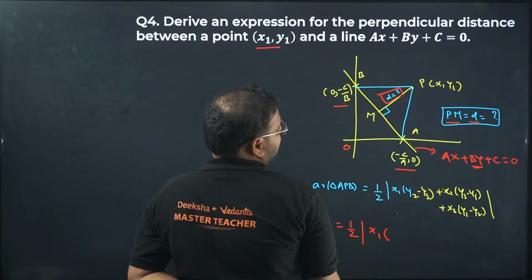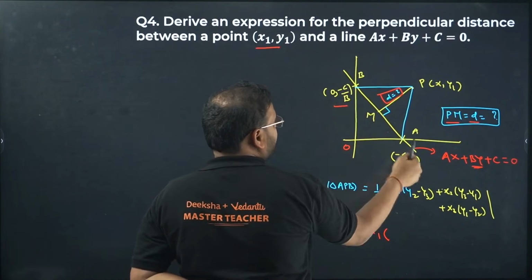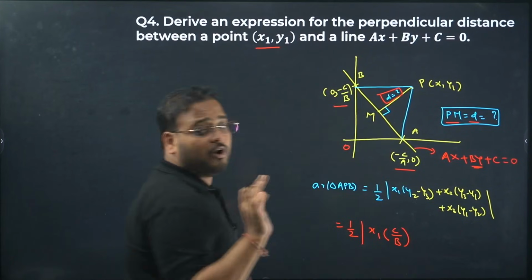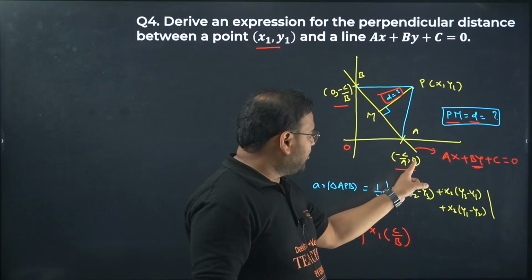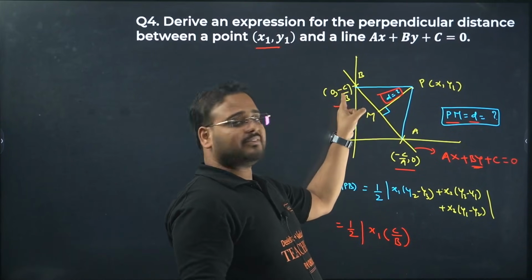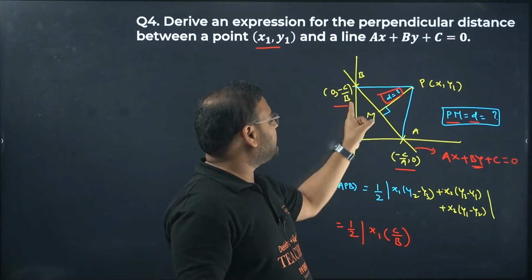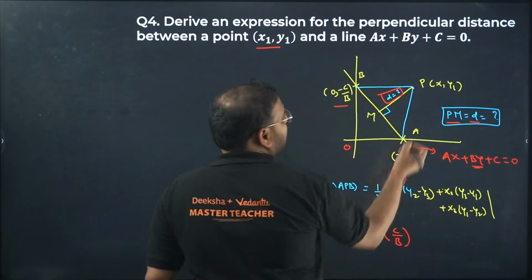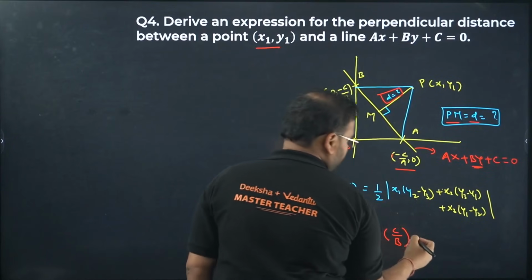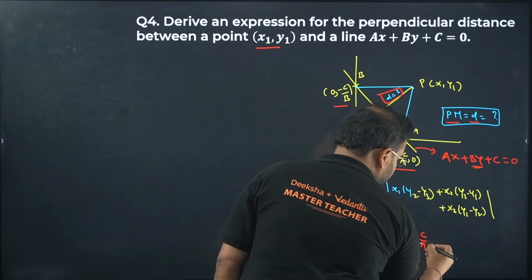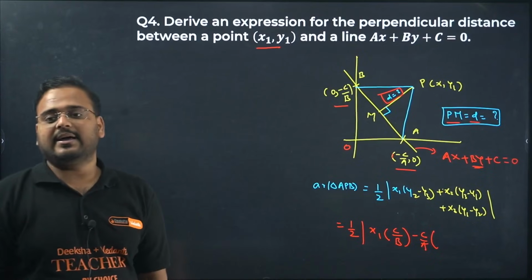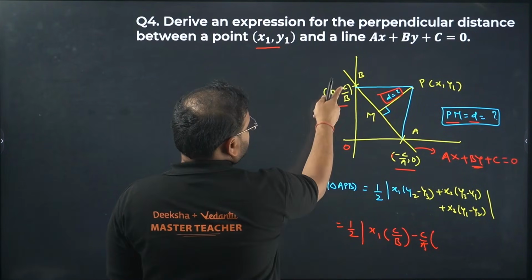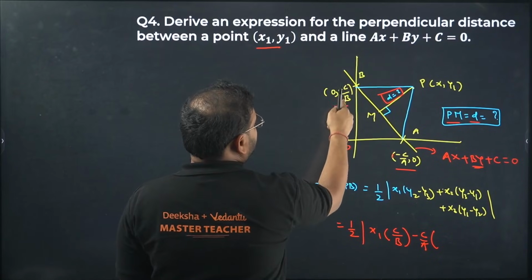y2 minus y3. Check here, y2. 0 minus of this. 0 minus of minus c by b. I know that you all understand this much. y2 is 0, y3 is this. So 0 minus of minus c by b becomes c by b plus c by b. Next, x2. What is x2? This is x1, this is y2, means this will be x2. So I have here minus c by a as x2. y3 minus y1. Check here. This is my y3. So minus c by b minus y1.